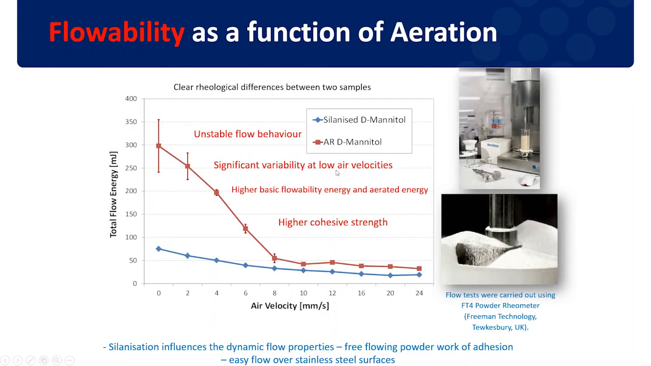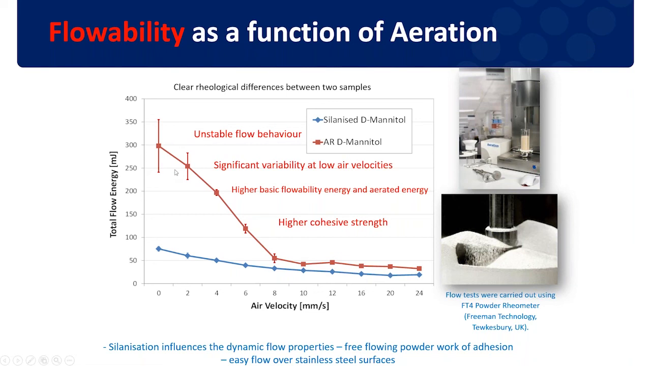So with these differences in their distribution of surface energies, we can relate this to their flowability, so how easily our powder will flow over each other when in a mixture. Here we can see our siliconized sample is our blue plot, and you can see that it is a much lower energy for total flow required at these low air velocities. When we compare this to our untreated sample, you can see that it requires much higher total flow energy at very low air velocities in order to encourage it to flow.